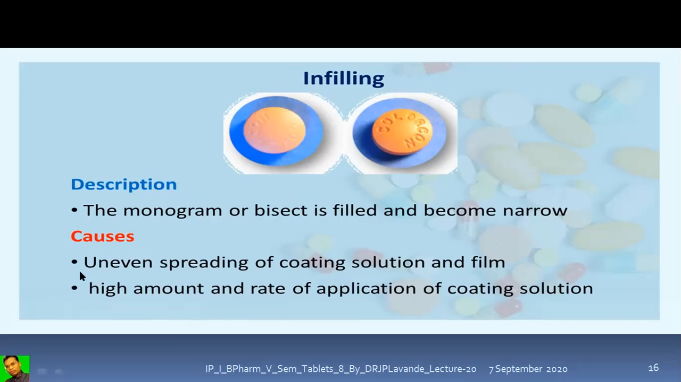What will be the causes? The causes will be uneven spreading of the coating solution and the film. That is the cause which will lead to the infilling defect. Also a high amount and rate of application of the coating solution. If we are using a larger amount of coating solution, applying it in a very fast way, and the rate of spray is not adjusted, that will lead to this defect, which is the infilling.